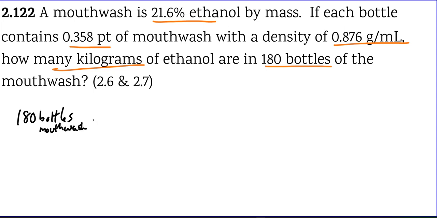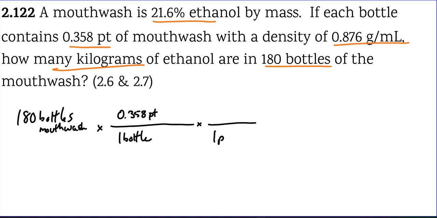If each bottle contains 0.358 pints of mouthwash with a density of 0.876 grams per milliliter, how many kilograms of ethanol are in 180 bottles of mouthwash? So we're going to start with our total number of bottles. Because we know how many pints are in each bottle, we'll figure out how many pints there were if we were to solve right now. Since we wanted to deal with it in kilograms and the density was in grams per milliliter, we need to move from pints to milliliters. I looked that up, and you can do the same. There are 473.176 milliliters, roughly, for every 1 pint.